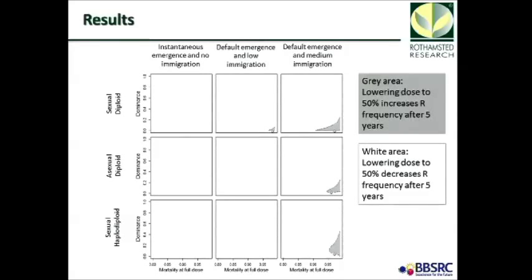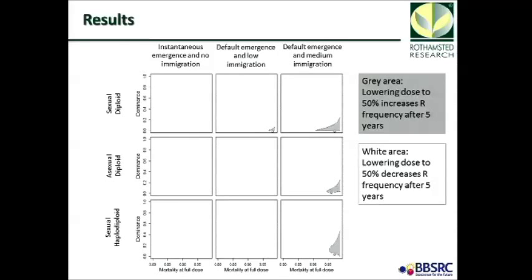Firstly, whether the insect population is reproducing sexually or asexually, and also whether we have a haplodiploid insect here. And on the Y columns, I'm increasing the immigration rate. And the emergence is whether or not these insects emerge from an overwintering population or if they instantaneously appear.